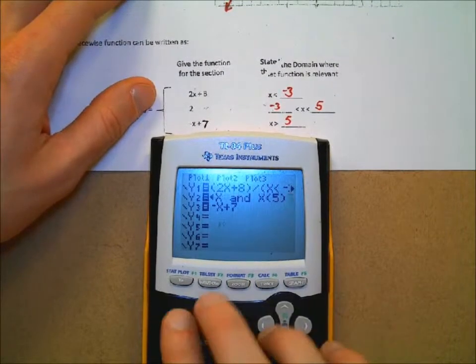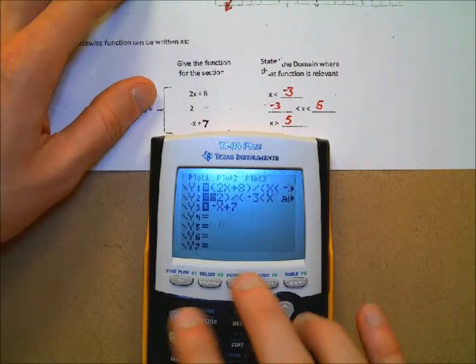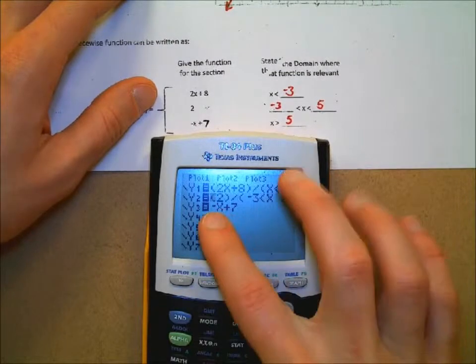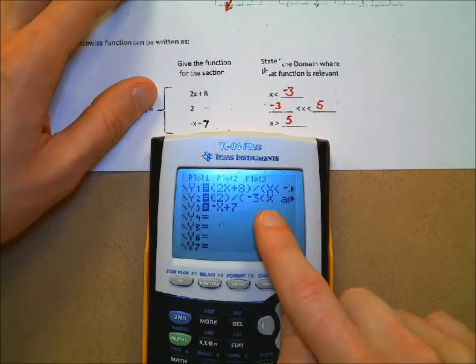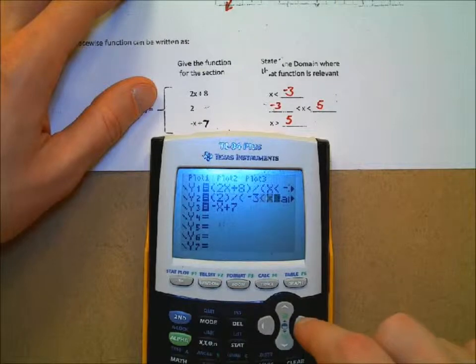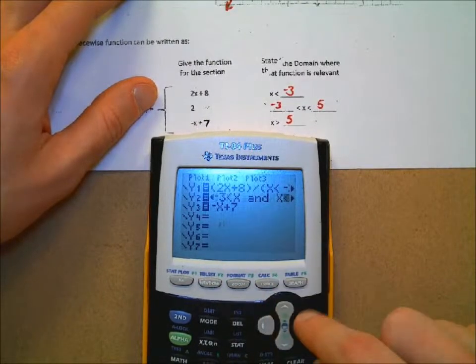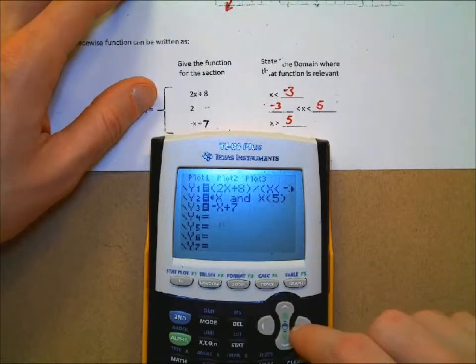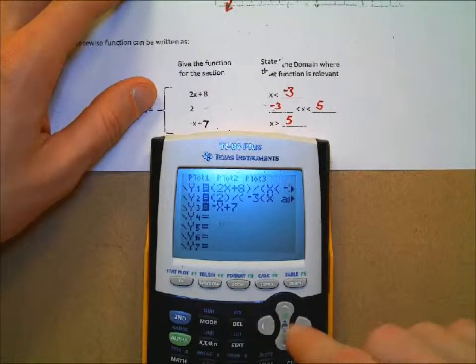This is just if you're curious here how to type this in your calculator. Okay, so again, there's the 2 divided by negative 3 less than x, then and from the logic menu, and then x less than 5. Okay, and then go ahead and do the last one if you're feeling confident here. I'll do the same thing.